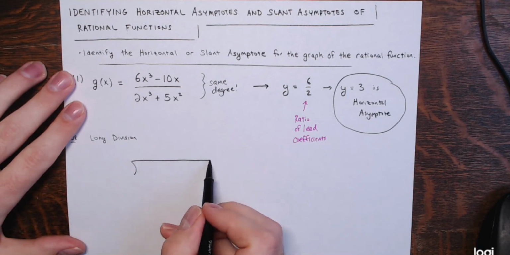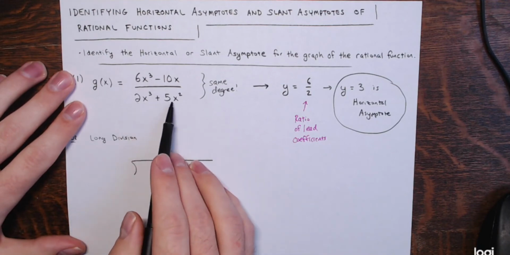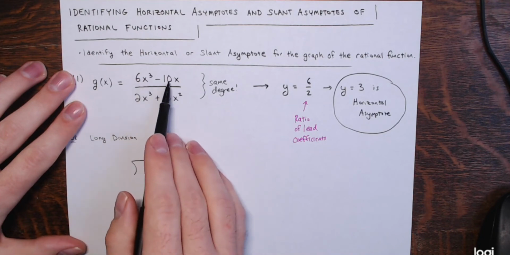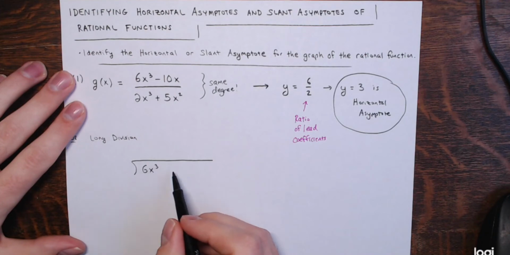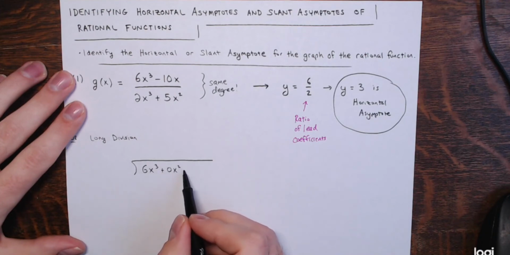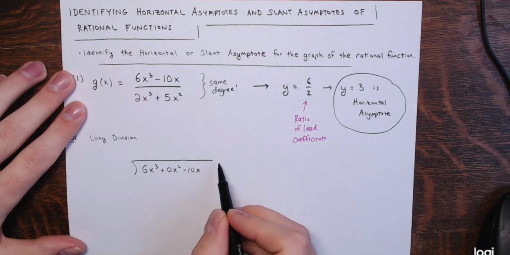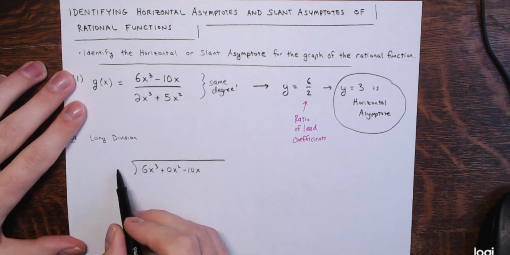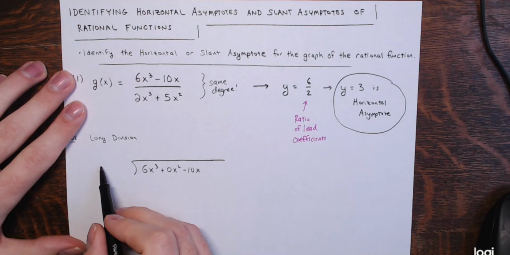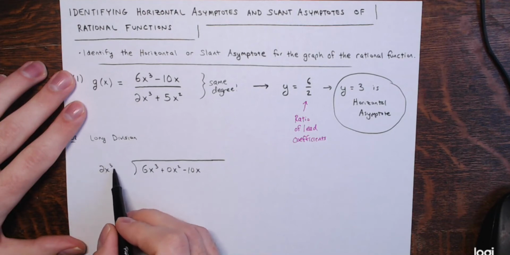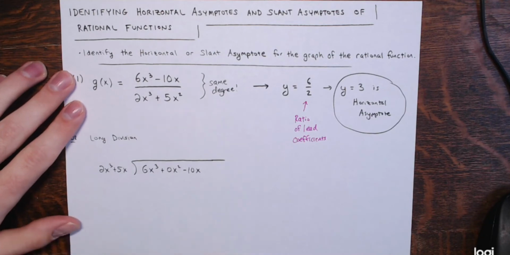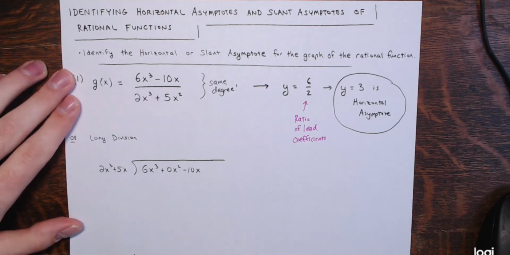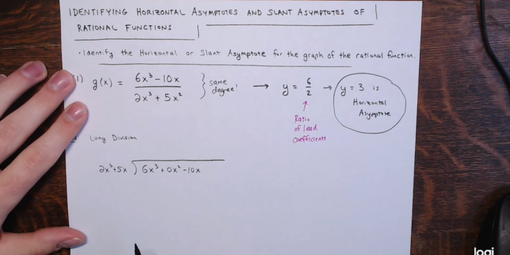But just to refresh your memory here, the denominator is the divisor. What you're dividing into, the numerator, is the dividend. That goes inside, right? 6x cubed plus 0x squared minus 10x to the first, and then plus nothing. But then you have the divisor, 2x cubed plus 5x squared, out here. And remember the steps for this. And I'm assuming you know how to do long division. I've done it in a previous video earlier in this chapter.